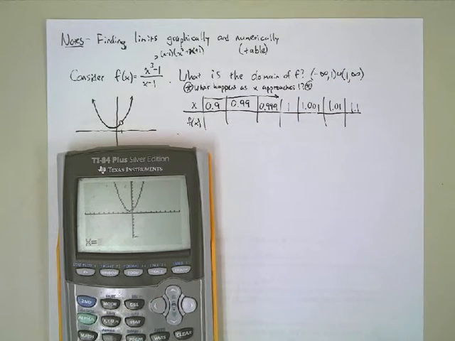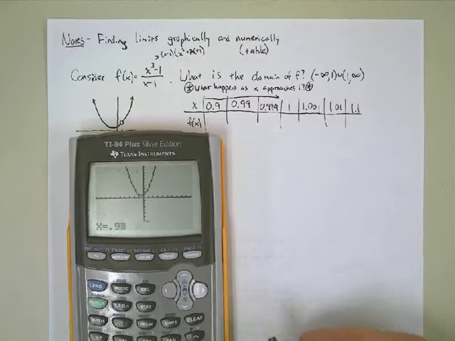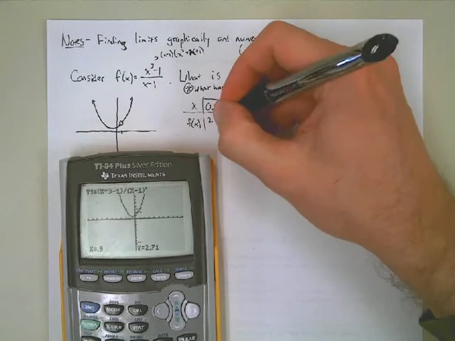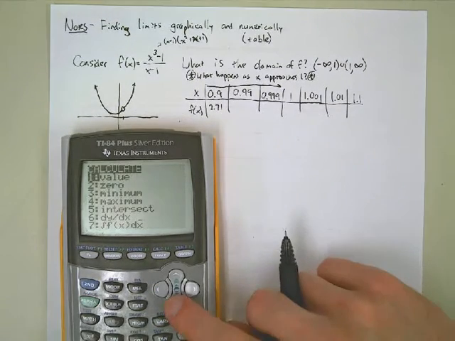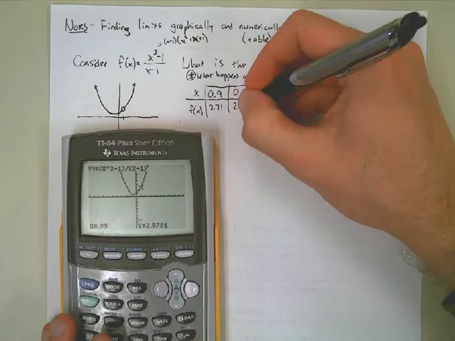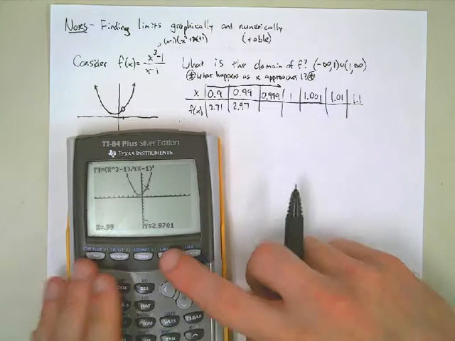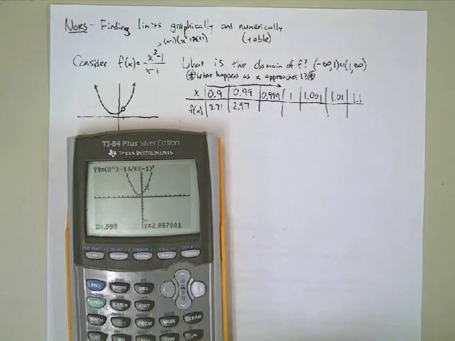So you can, again, second trace, go to value, and then you can just type in 0.9, and your calculator will spit out 2.71 there for us. And then we can continue on with that. So value 0.99, 2.97. And then second trace value again, 0.999, we get 2.997.